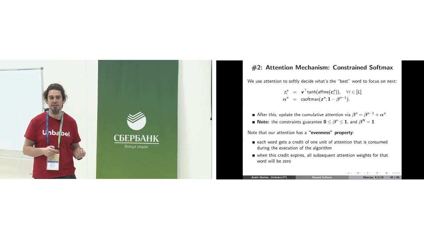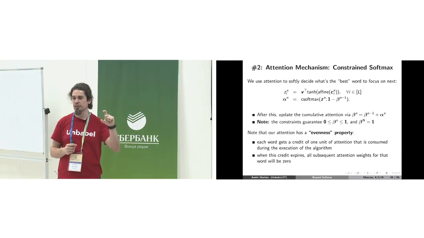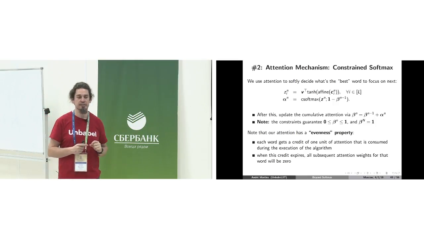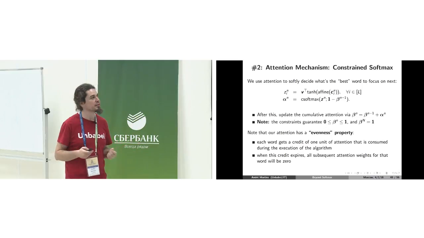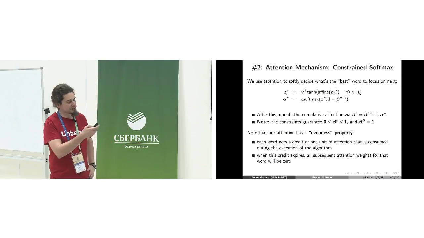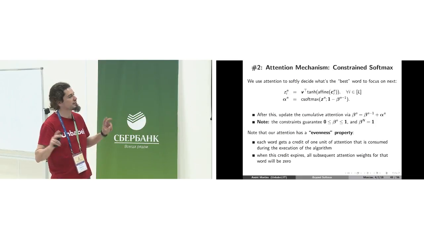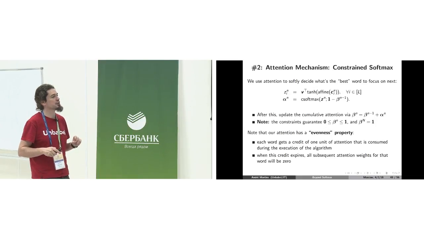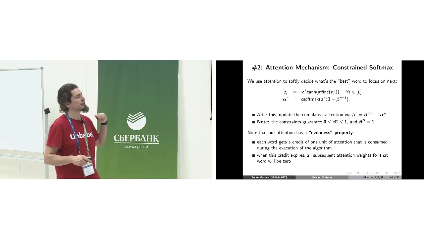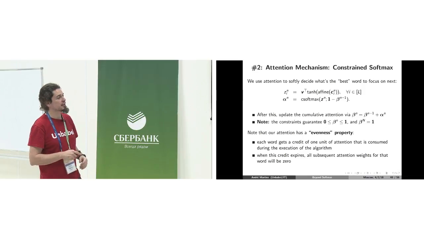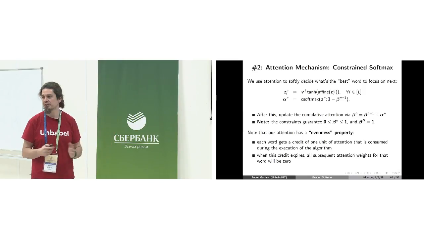So this means that each word gets 1 unit of credit, 1 unit of budget for the attention, and then it needs to use it in a smart way. And this makes sure that we have what we call the evenness property. Each word gets the same unit of attention as all the other words, and this attention is going to be consumed while the algorithm is being executed. When the credit expires, then this word receives exactly 0 attention. There's no more attention for this word.